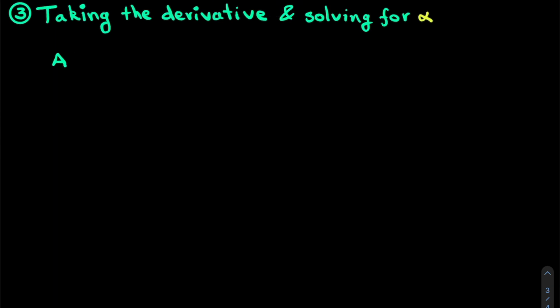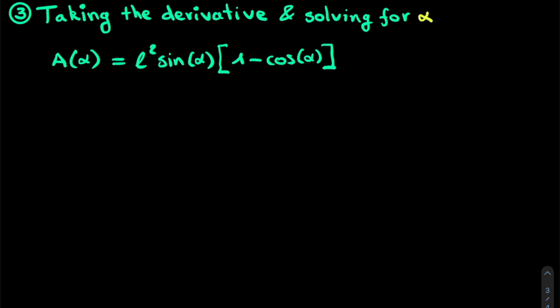Just as a reference and to make it easier, let's first write down our function. We found that A of alpha is equal to L squared multiplied by the sine of alpha, which is multiplied by 1 minus the cosine of alpha. Now, of course, we need to derive this function. So we need to find dA over d alpha, which is of course the derivative of a product, because we have here an alpha and we multiply it with an alpha right here. But of course the product rule is not that hard.